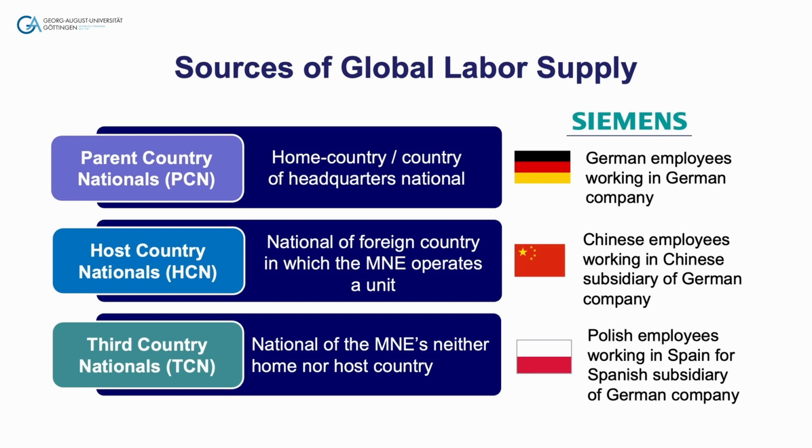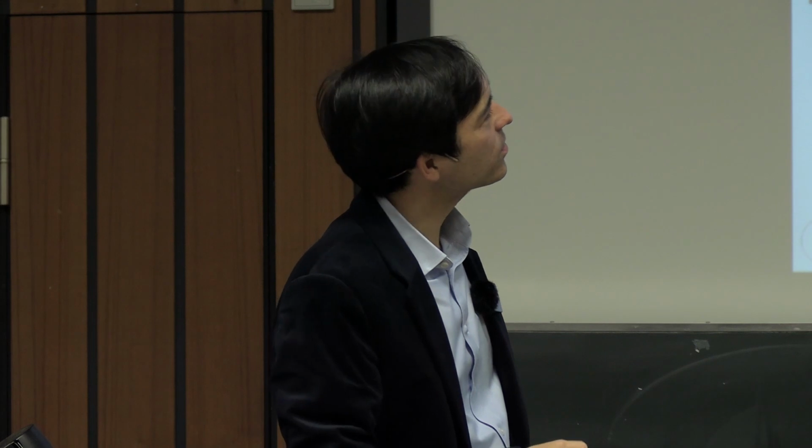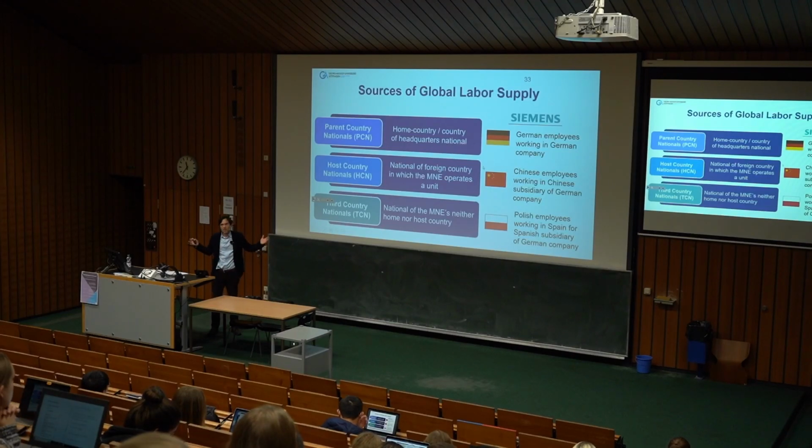So whenever a multinational corporation does business and hires people, employs and appoints people in different countries, we can think of parent country nationals. That means people from the home country of the company. The example here, let's think of Siemens, a German company. They have German employees working in Germany, so domestic. It's just regular employees, you could say.